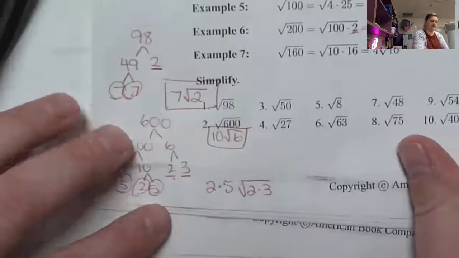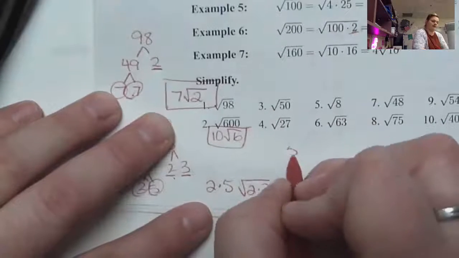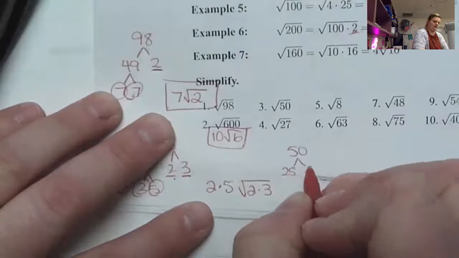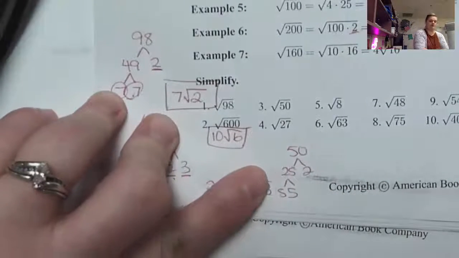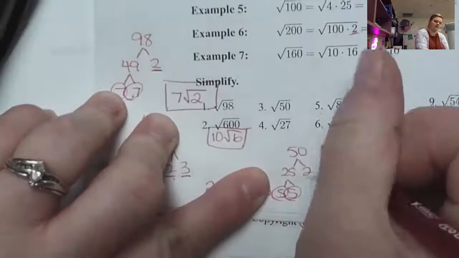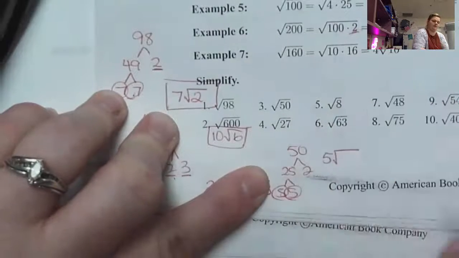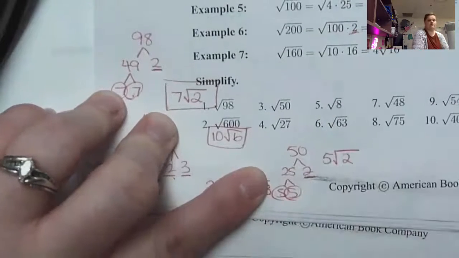Okay, just so that you got this down, I'll do 3, break down that 50. I see 25 times 2. 25 is 5 times 5. Looking for groups of 2. Oh, here's a group of 2. Bring it on the outside, 5. What's left over? 2.